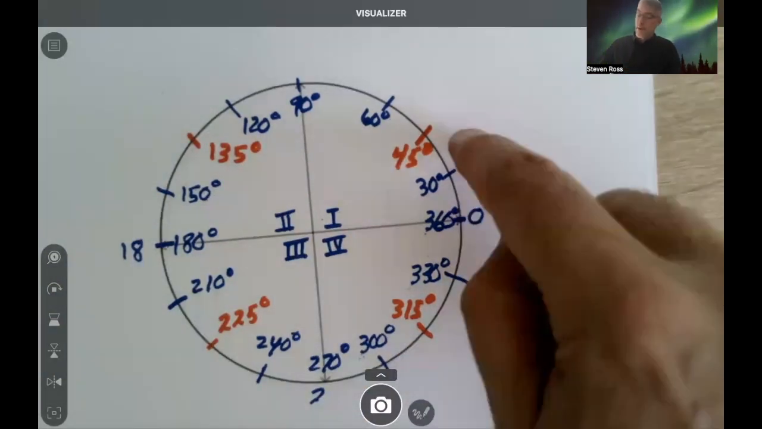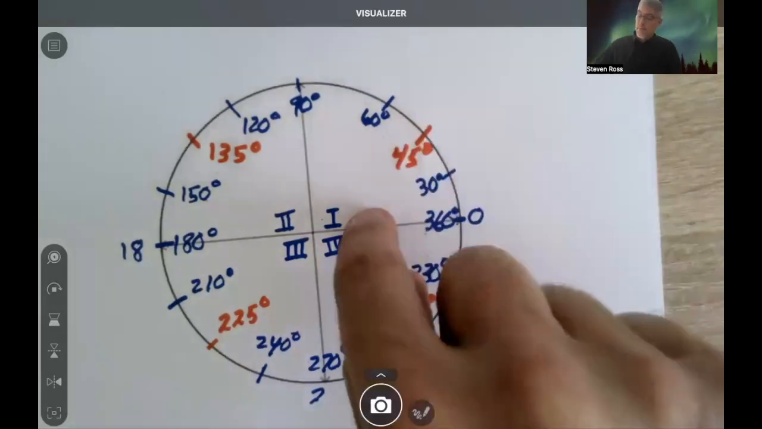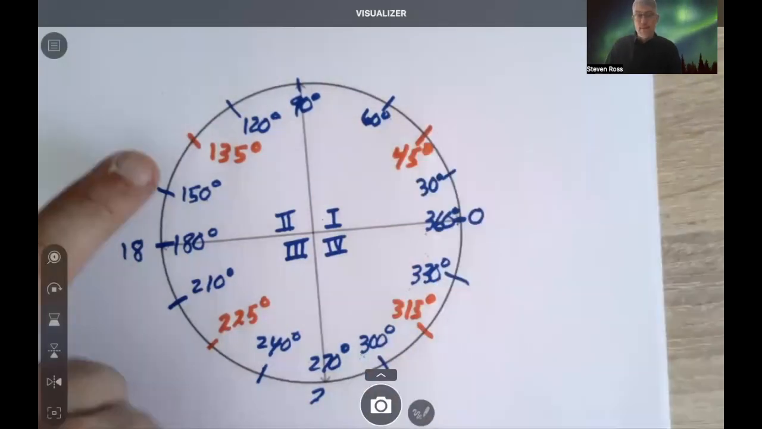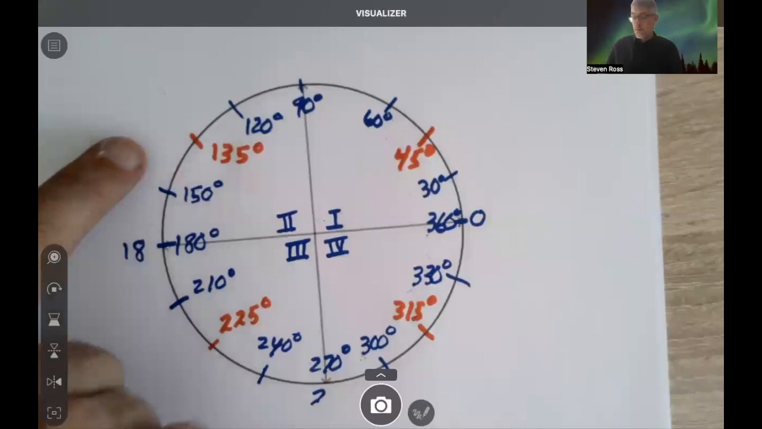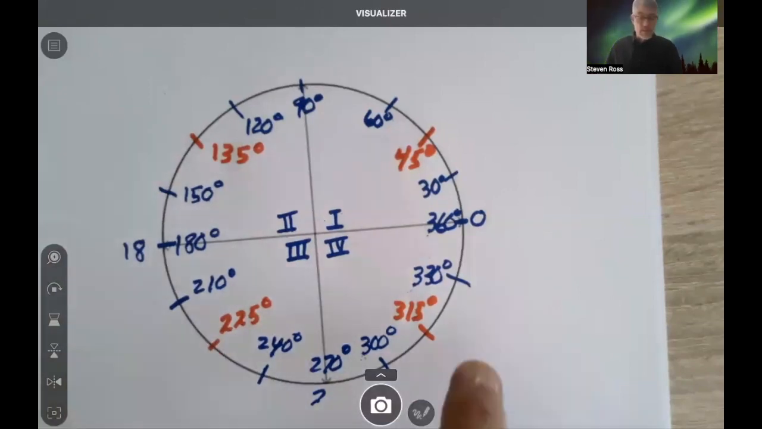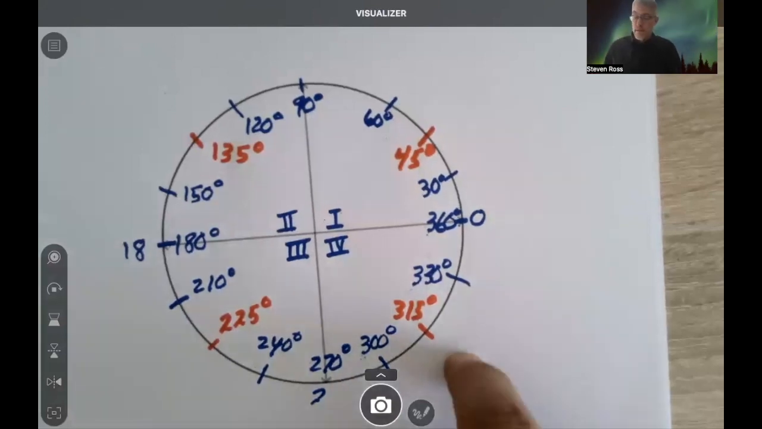45-degree angles are very symmetric because they're right in the middle of each quadrant. 45 is right down the middle of quadrant 1, 135 right down the middle of quadrant 2, 225 right down the middle of quadrant 3, and finally 315 is the middle of quadrant 4.